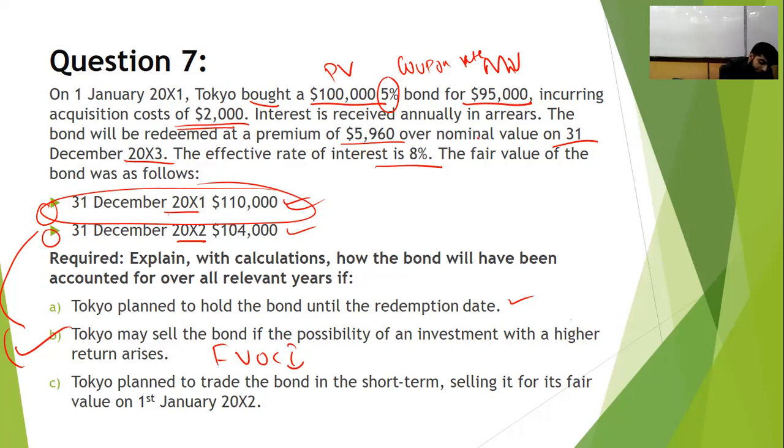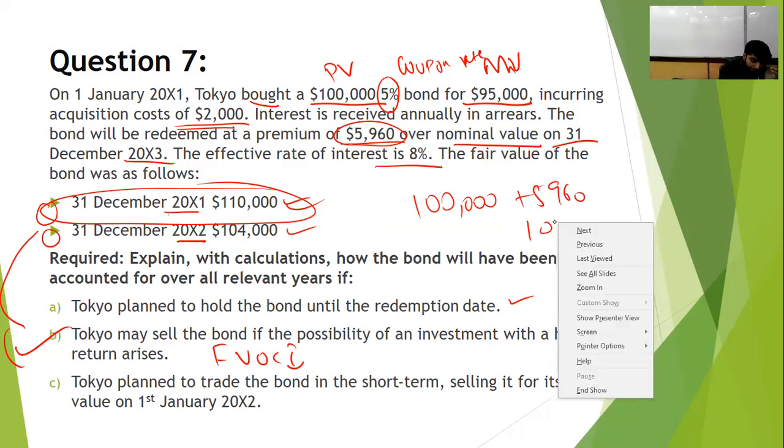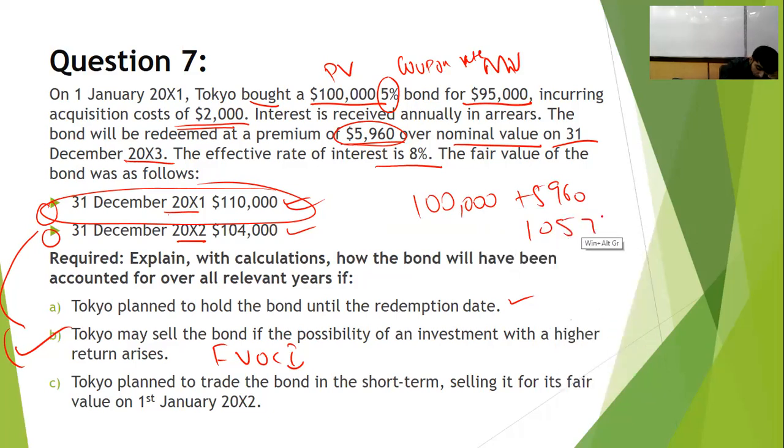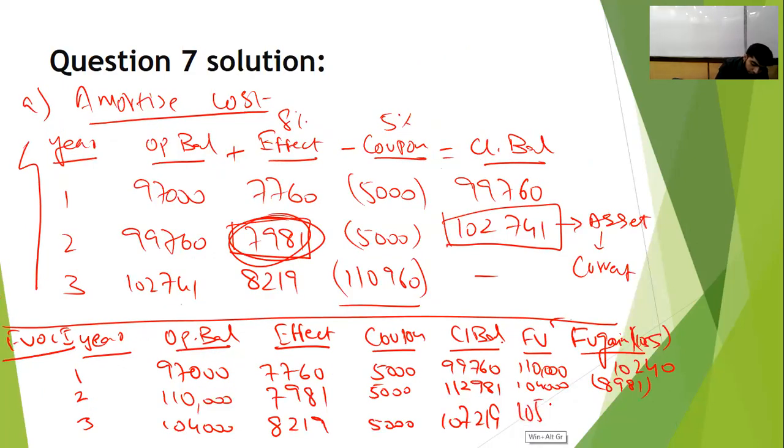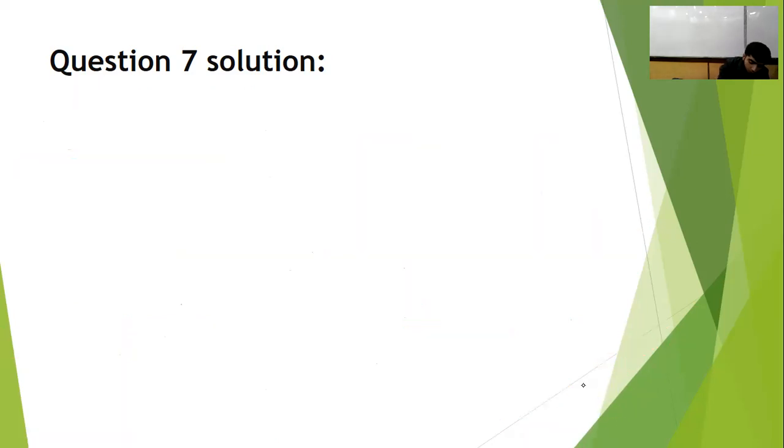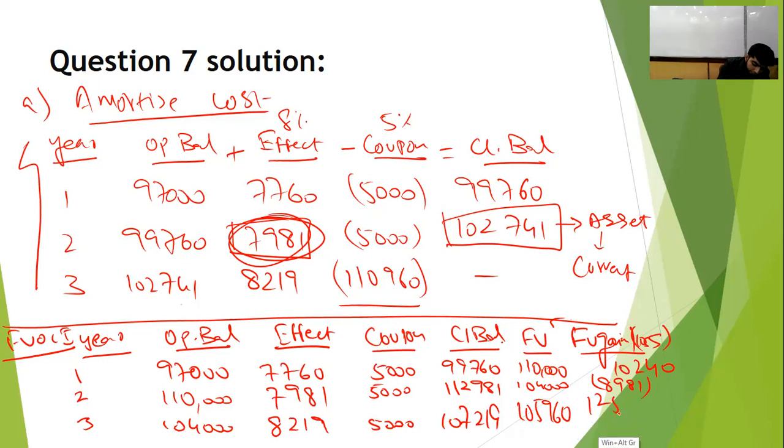Let's have a look at it. It's saying the bonds will be redeemed at a premium of 5,960 over the nominal value. And what was the nominal value? The nominal value was 1 lakh plus 5,960 premium. So the redeemable value would be 1,05,960. That is going to be the fair value at the end of year three. So are we having a gain or loss? Yes, we are having a loss of 1,259.